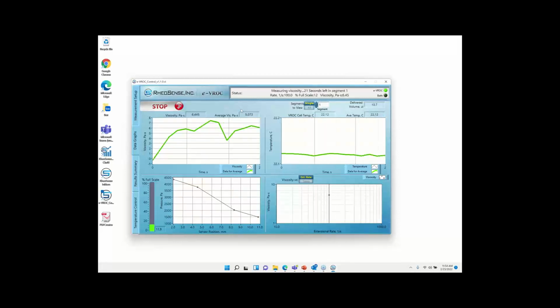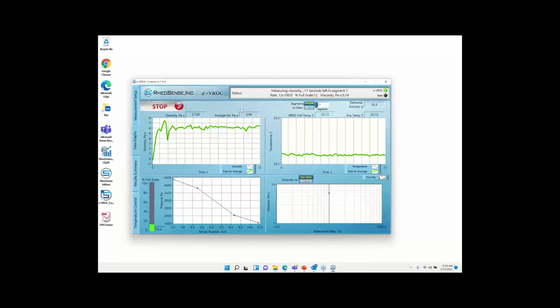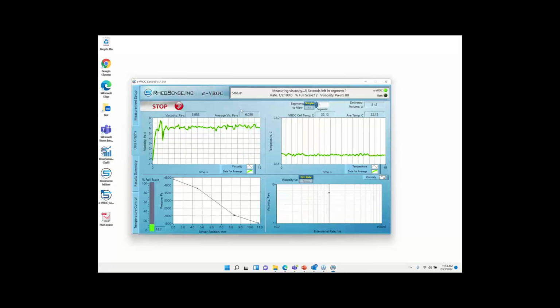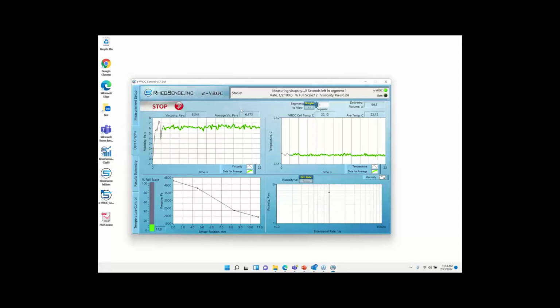We have a couple of questions here. The first one is, we are getting varied results each time with the same sample with the m-VROC viscometer. Could you please explain why this is happening? In reality, I'd want to ask you some questions about your sample and how you're doing your testing.